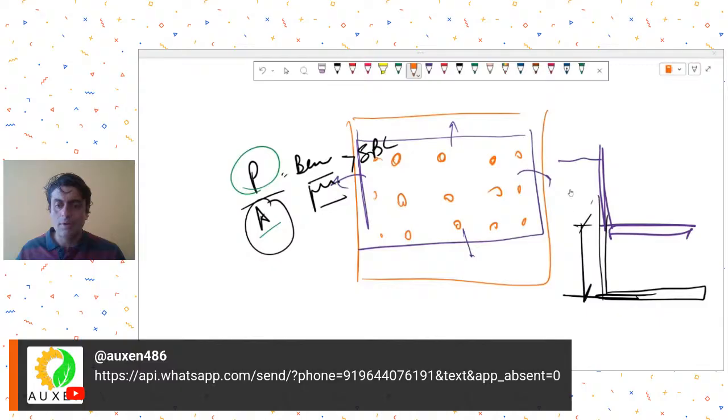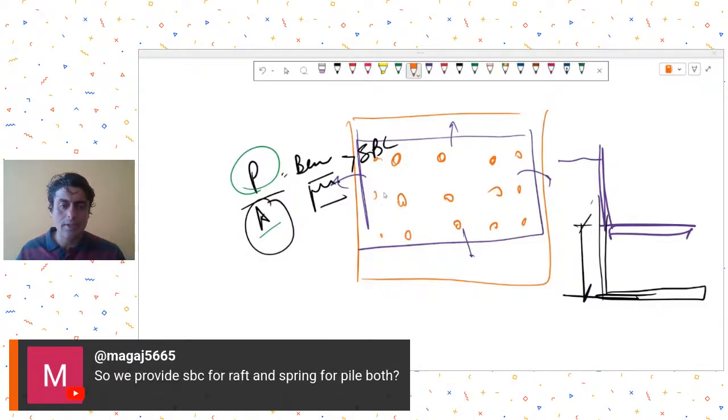Okay, good. Mr. Magaj is asking, so we provide SBC for raft and spring for pile both? Yes. In some cases, let's say if your soil is quite weak at the level where you are providing the raft, then many designers completely ignore the raft, because anyway they have to provide the raft for the basement. So it is just a piled footing that they provide, and this raft just acts as a pile cap. It does not take any pressures.